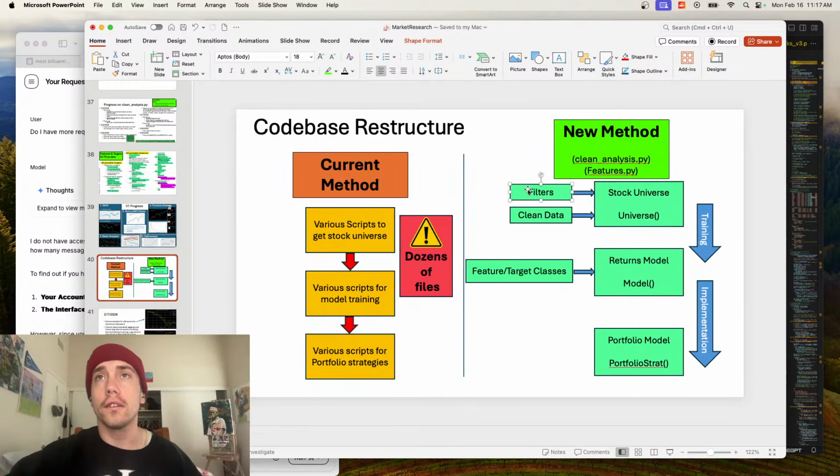And so I've got clean data. I've got filters for the universe. I've fed that into the universe class. I have a universe class which works. And now I want to feed that into the returns model to train the returns model. However, I still need to make the feature and target classes.